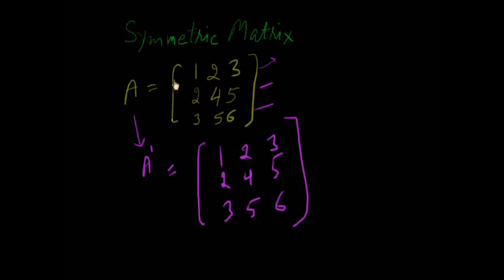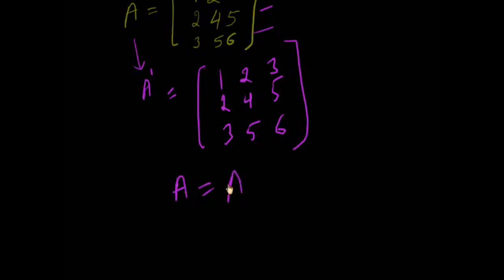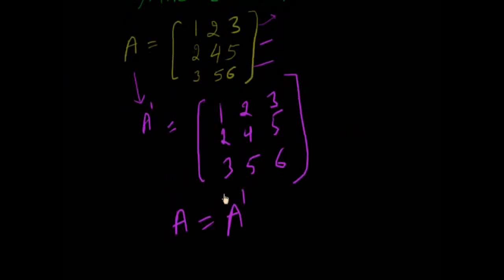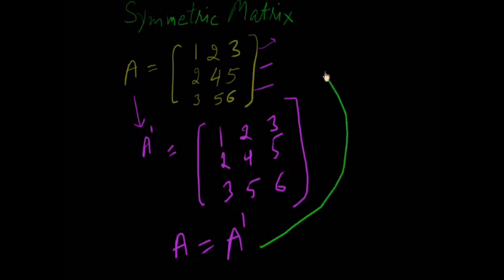Now we check. A matrix transpose is equal to its main matrix. So A is equal to A transpose. So this will be a symmetric matrix. Now we see how can a matrix transpose be equal to its main matrix.